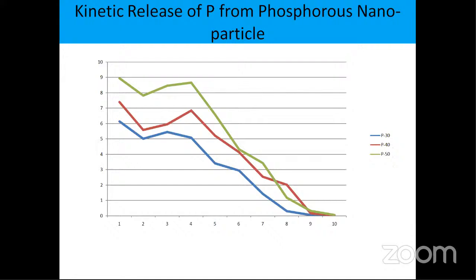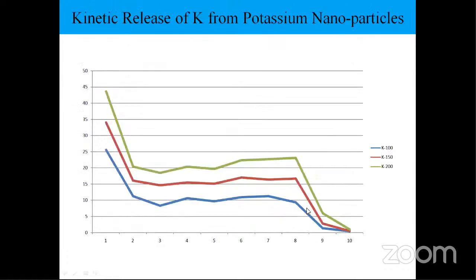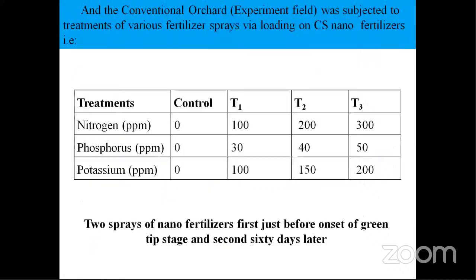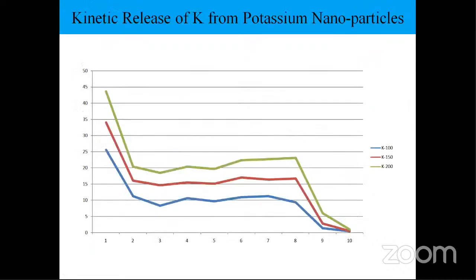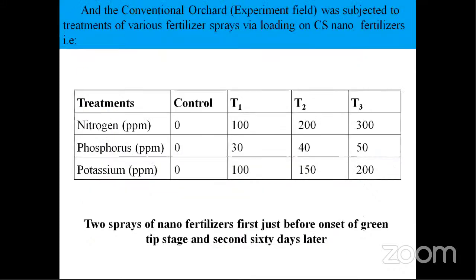Then with phosphorus, you can see the nutrient was available up to 9 weeks. And with potassium, it came to 10 weeks of the kinetic study. Therefore, we can say that the nanofertilizer we produced could provide plants with nutrients for nearly 7 to 10 weeks, unlike conventional fertilizers.